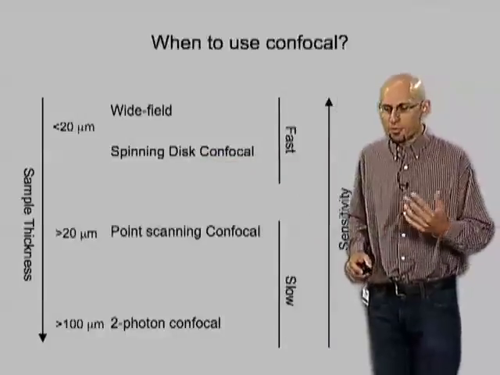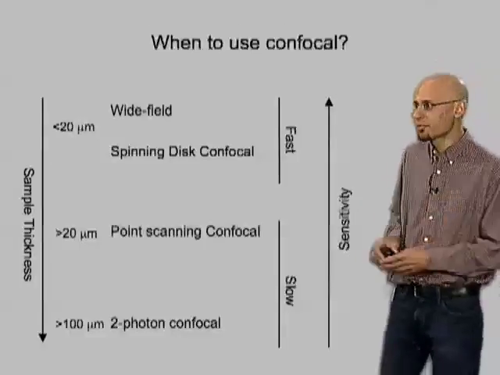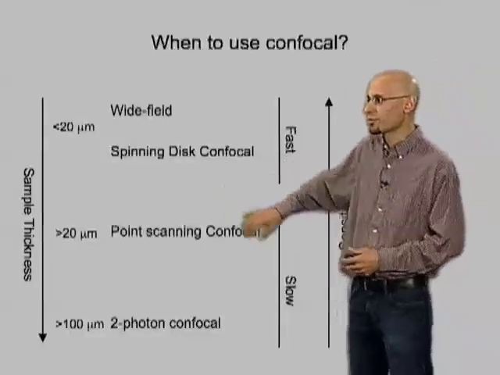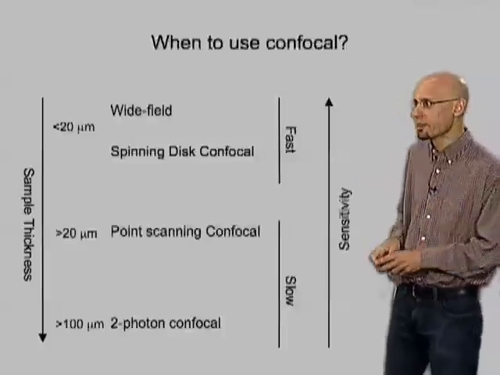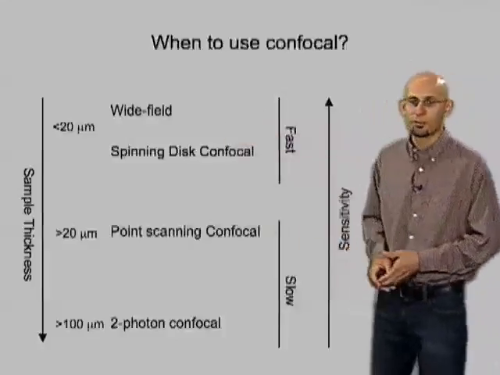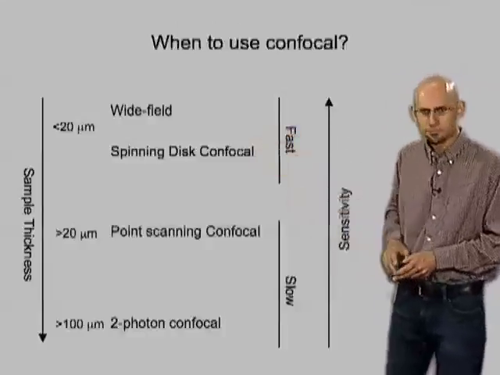So for thin samples where you need high resolution, particularly in three dimensions, spinning disk confocal is generally your method of choice. If you don't need such high resolution or you don't need 3D information, often wide field microscopy is sufficient. These techniques are both fast and they're both highly sensitive.